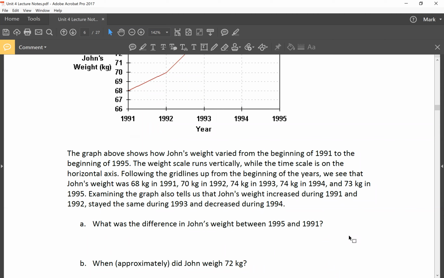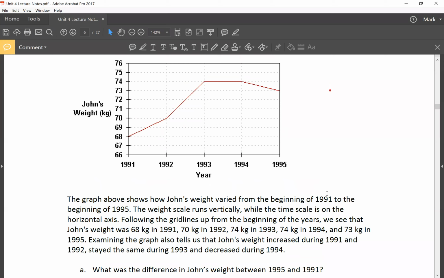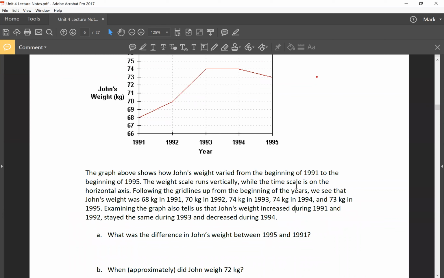Okay, so let's look at some questions. What was the difference in John's weight between 1995 and 1991? Now, I know you guys could do this, but I'll write it down as well. So I'll get my pen here. In 1995, he weighed 73. In 1991, he weighed 68. So 73 minus 68 is 5 kilograms. Always put your units in there too, guys, because if this was an American chart, it would say pounds. So put your units in there.